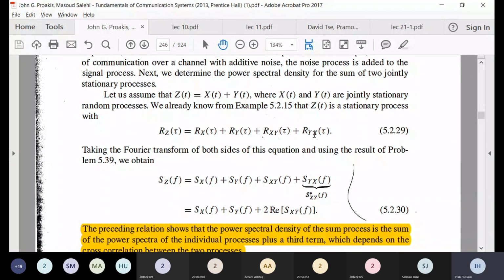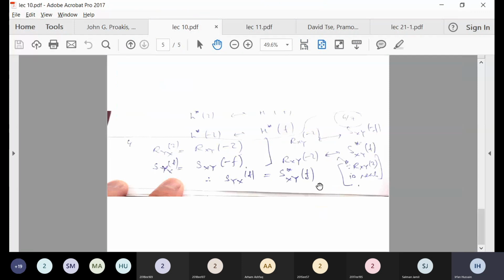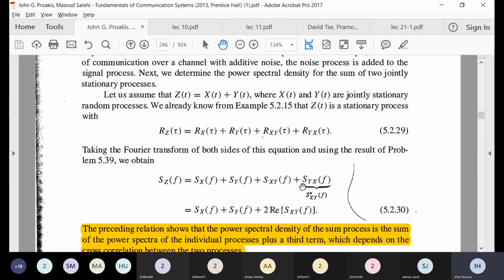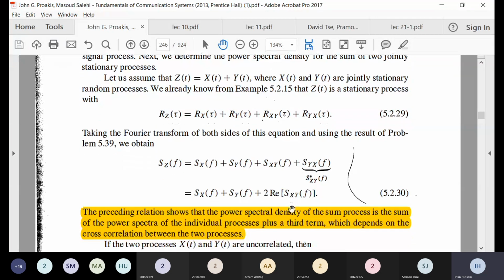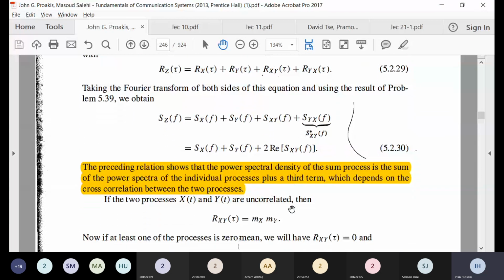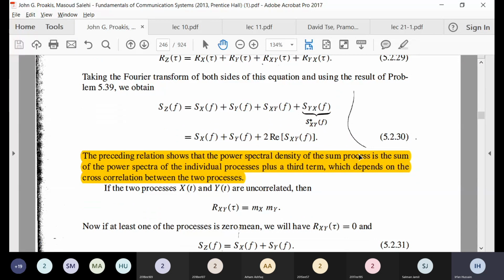But we saw S_yx can be written as S_xy conjugate. So you can write this as S_xy, and this is also S_xy, but this is conjugate. A number plus its conjugate means you will just get the real part 2 times. So you can also write it like this. This gives an example that the power spectral density of a sum process is the sum of the power spectra of the individual processes x and y, plus a third term, which depends on the Fourier transform of the cross correlation between the two random processes.